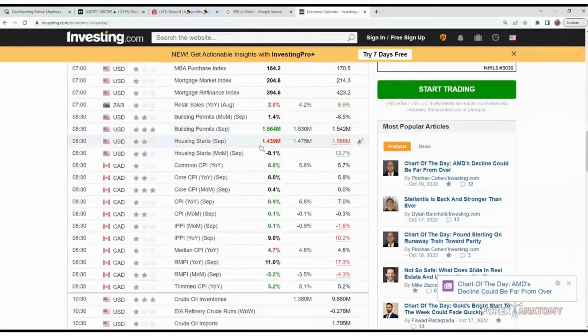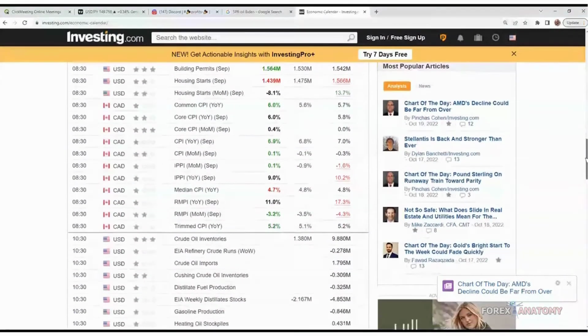But for now, we're seeing housing starts drop, and that's primarily due to rising interest rates. That's going to put pressure on the housing market, and we're going to see the real estate market suffer as a result of mortgage rates going up in conjunction with the Fed funds rate. So we saw a negative 8.1% drop in housing starts in September. That's pretty interesting.